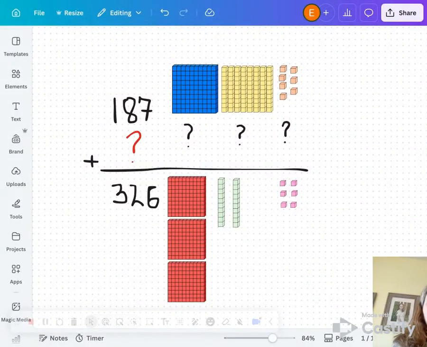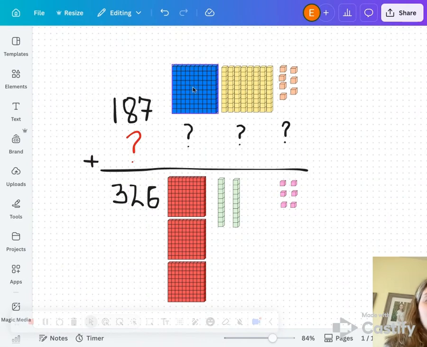All right, hello everyone. Today we are going to be doing a change unknown problem. So we are starting with 187 plus an unknown number that equals 326. So we need to find this missing piece in the middle. To do this, I have built out a representation in expanded form of the two numbers that are known to us. And I'm going to subtract 187 from 326 to find out what that missing unknown is.